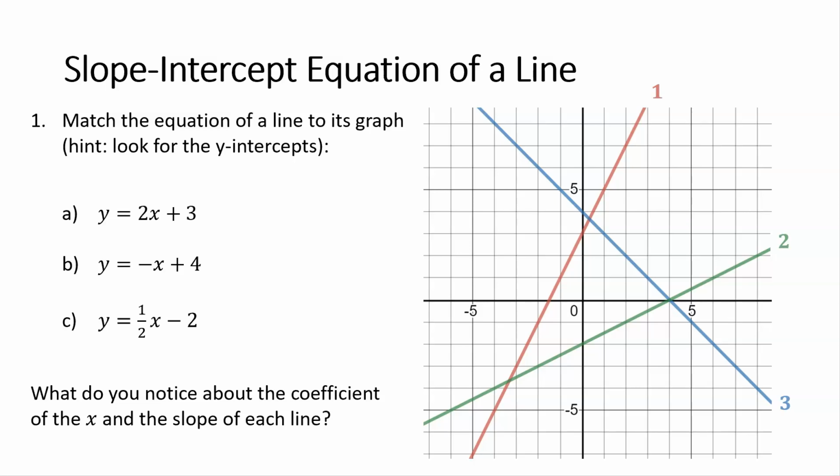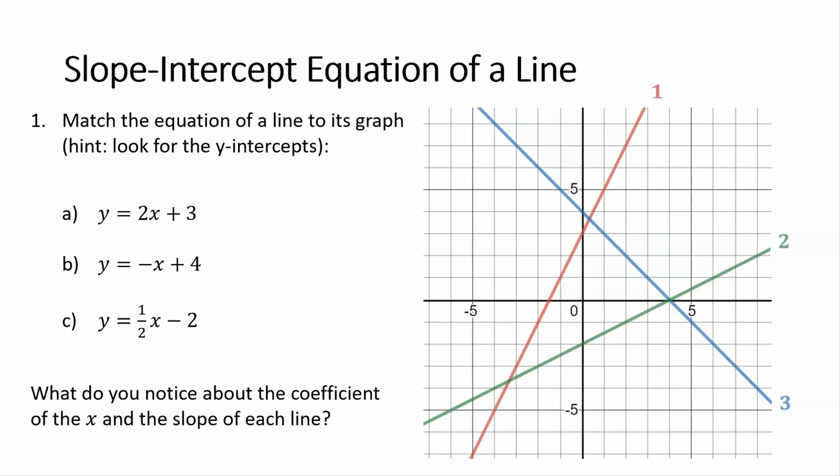For this lesson, we're going to look at the slope-intercept form of an equation of a line. And we'll start with just taking these three lines that are shown on the graph and matching it to the equations that are listed there. And when you're matching them, maybe think about looking for the y-intercepts of each equation.